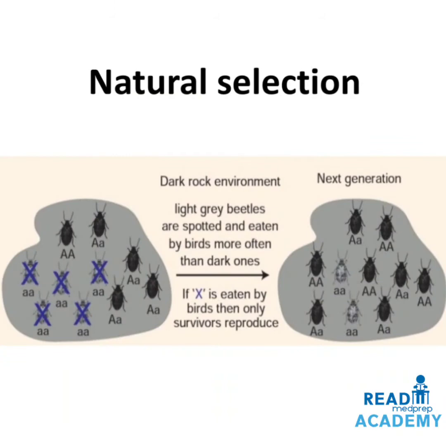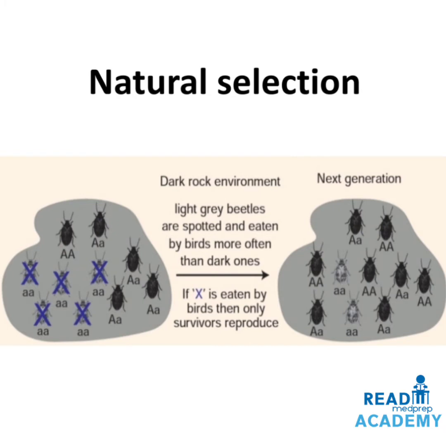Here in this image you can see natural selection. On the left side you can see homozygous dominant capital A, capital A, heterozygous dominant capital A, small a, which are all dark colored bugs, and homozygous recessive, which is represented as small a, small a. In the environment which is dark, the light grey beetles are spotted and eaten up by the birds more often than the dark ones.